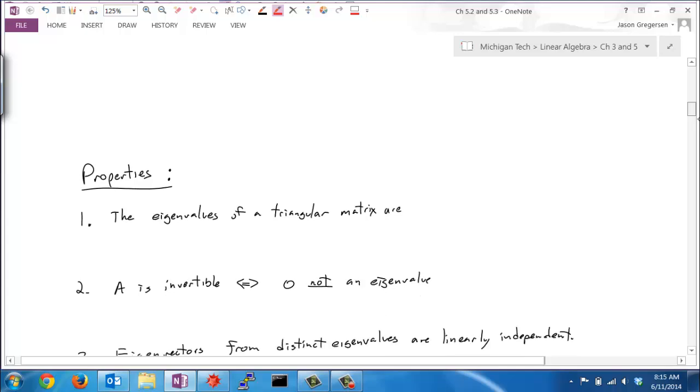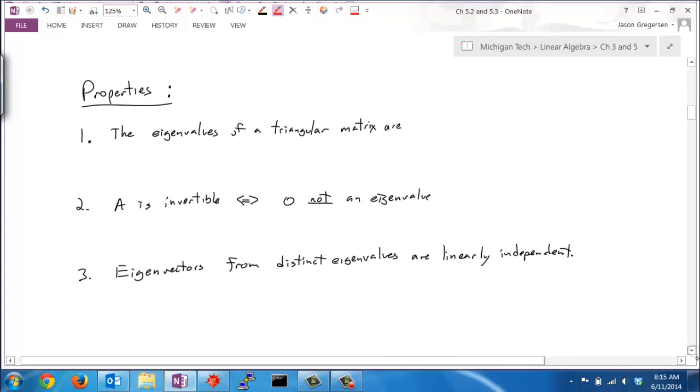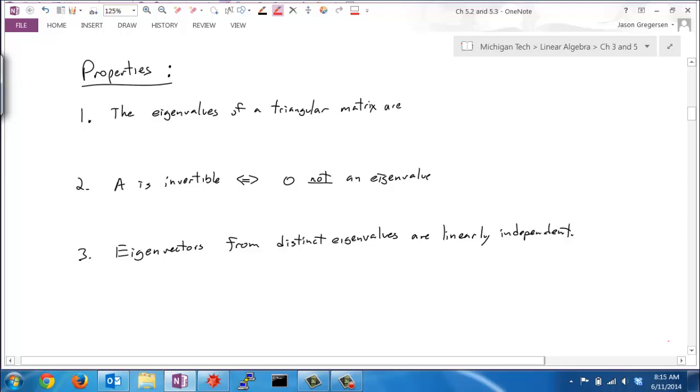All right. Properties. List of 3 properties. The first one is incomplete here. The eigenvalues of a triangular matrix are what? Let's think about it here. Here's A. 1, 0, 0. Let's put a value up here even. 3. What are the eigenvalues for this matrix?